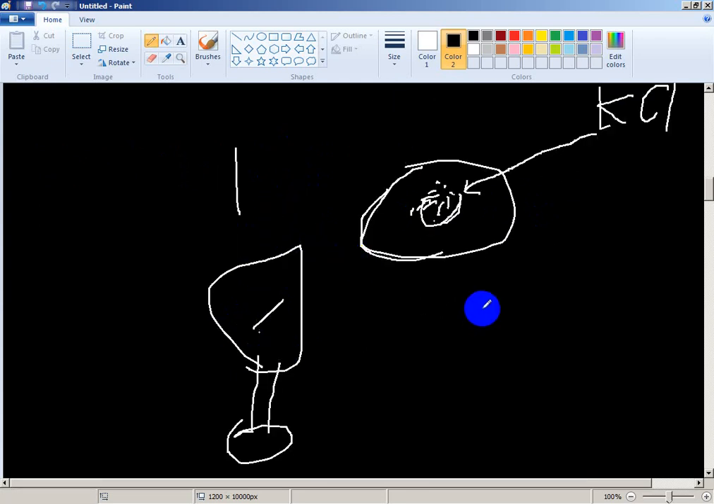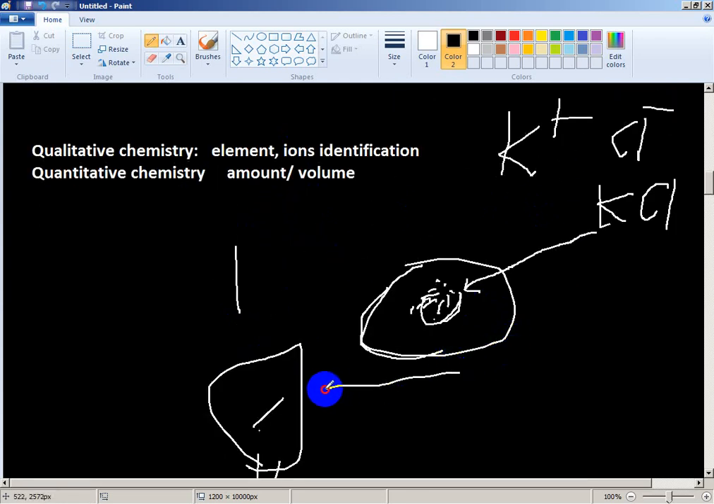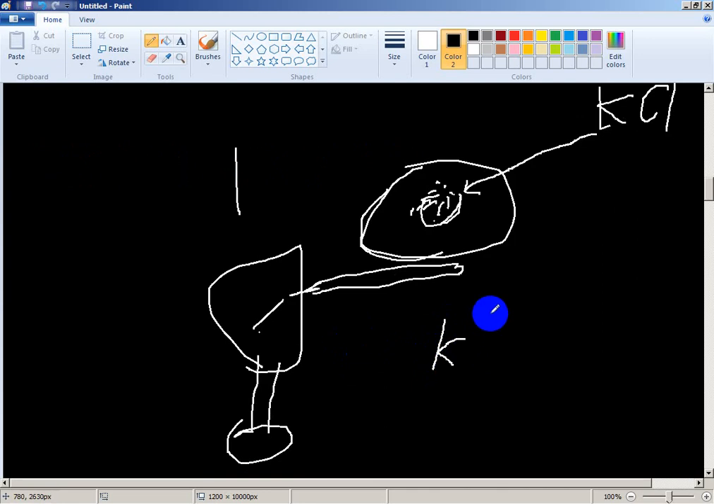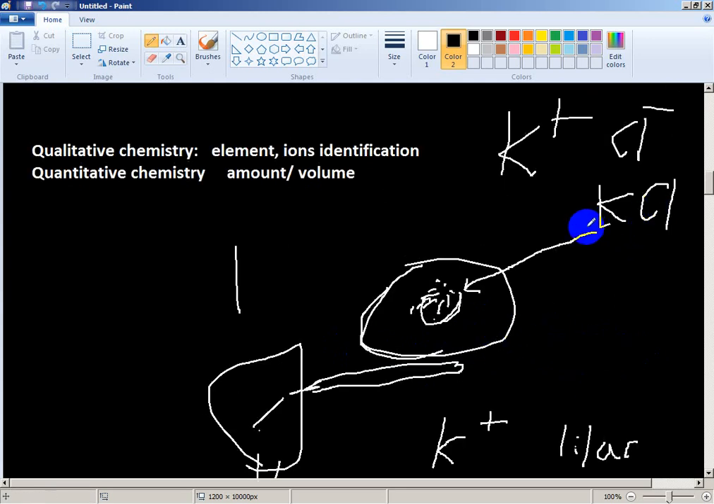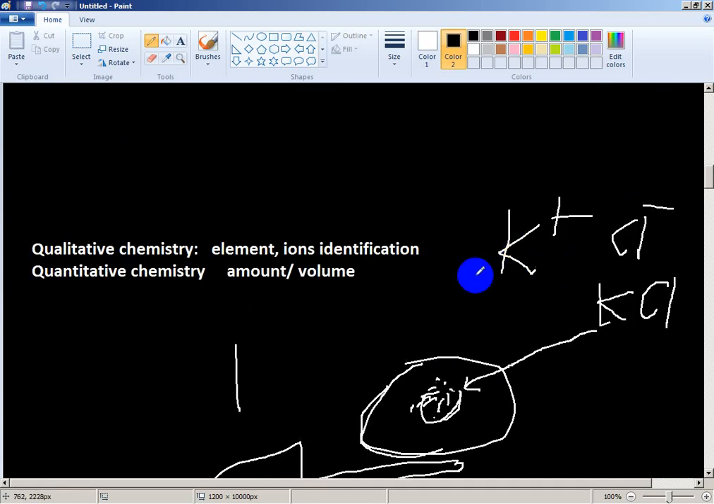In a flame test, if the color is lilac, those are potassium ions. So I can identify potassium ions by the flame test. Chloride we can also identify: if I add silver nitrate, silver chloride, a white precipitate, is formed. So identification of elements and ions is qualitative, and in quantitative chemistry the volume is found out. So we will do this qualitative chemistry.